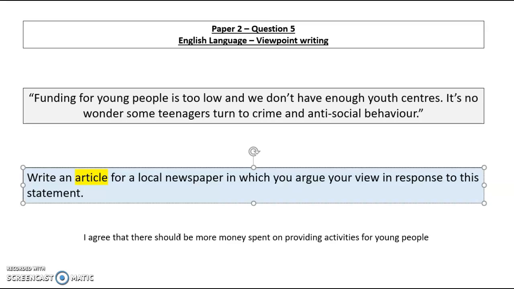As a minimum, I start with a headline, and I write in a way which is appropriate for an article. And obviously, the verb we've got here is argue. As I said to you just now, basically what that means is set out what you think, set out that there should be more money spent on activities for young people, but in a way which is going to influence another human being to potentially agree with you.